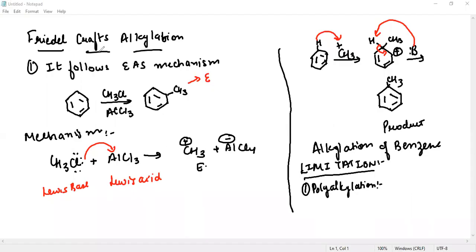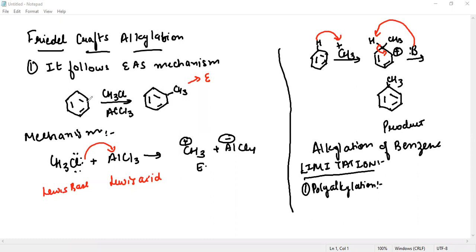So the next topic we want to learn about is Friedel-Crafts alkylation. So here is how it goes. It also follows the electrophilic aromatic substitution mechanism. The word alkylation might make it clear to you that we are trying to place an alkyl group on the benzene ring. Okay, so this is how it goes.